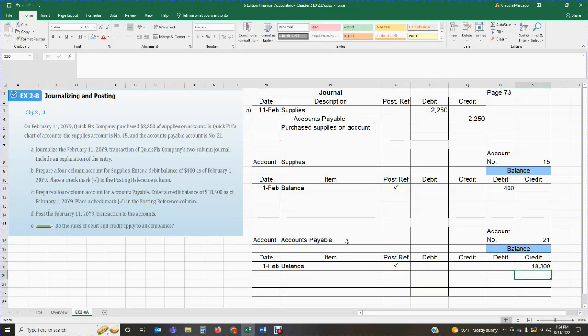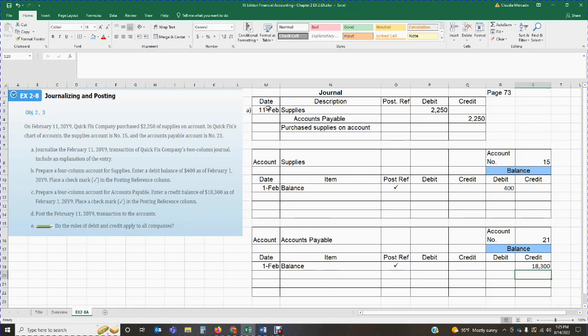Now remember, accounts payable is a liability account. The normal balance is a credit. Supplies is an asset account. The normal balance is a debit. So your balance for supplies should always be in the debit column. Your balance for accounts payable should always be in the credit column. So we need to know the normal balances of our accounts. Once we are done setting up our two ledgers, which we have, account number 15 and 21, we can post the February 11 transaction over to our specific accounts.